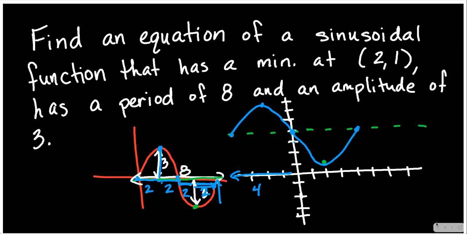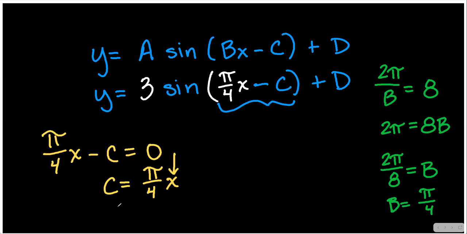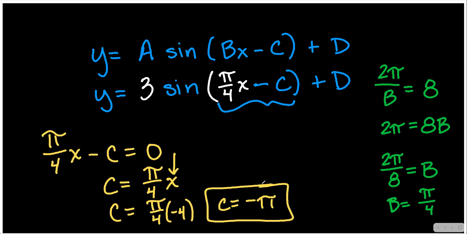So if I go back to this initial problem here, this is where I'm getting it from. This point is the point -4, 4. So that's my x value I'm going to use, is -4. So c would be pi over 4 times -4, or c would be negative pi. I'm also going to use that to figure out my d.